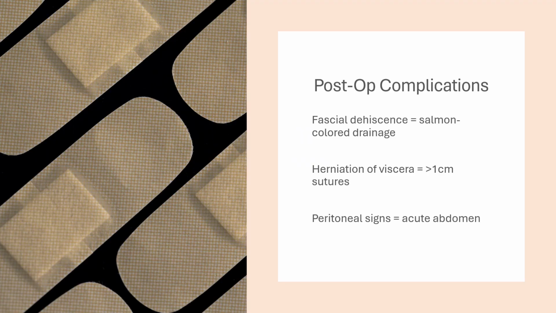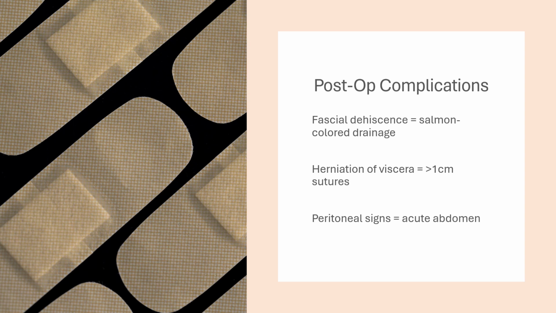Now that we have reviewed the types of surgical wounds, we need to address post-operative wound care. If you see a salmon color drainage from the operative site, think about fascial dehiscence. If your sutures are busting open greater than 1 centimeter width, think about herniating viscera. Peritoneal signs include a rigid abdomen, tenderness with or without rebound, and involuntary guarding. Patients with an acute abdomen need to go back to surgery immediately.